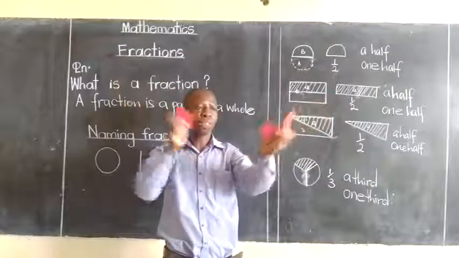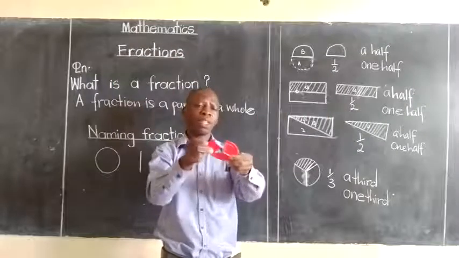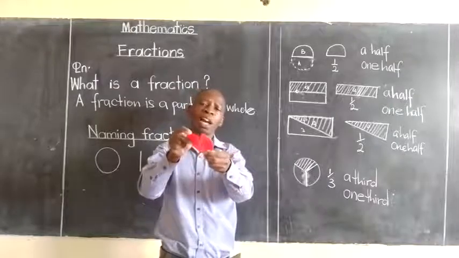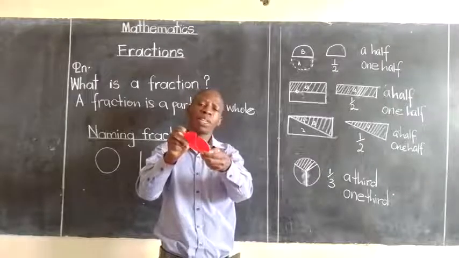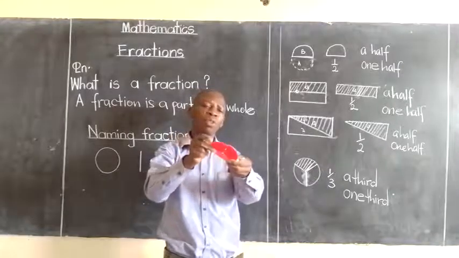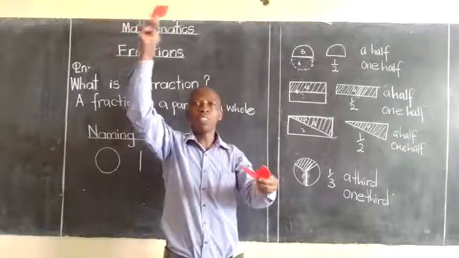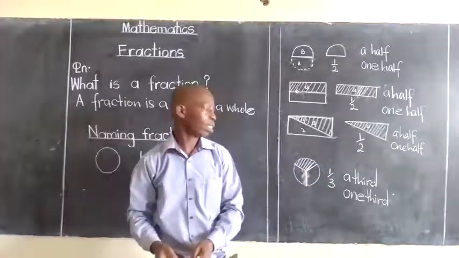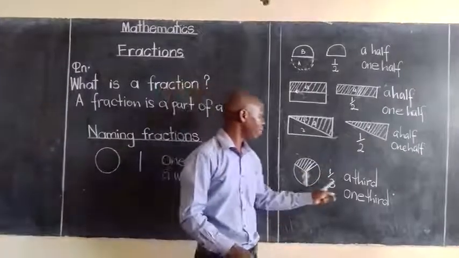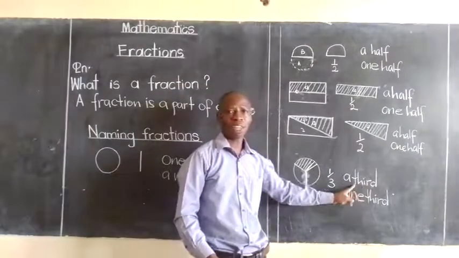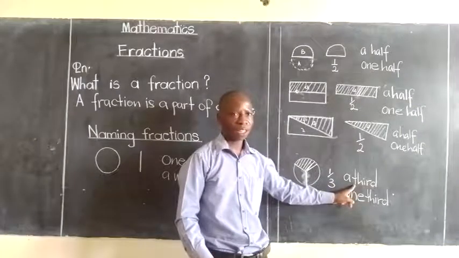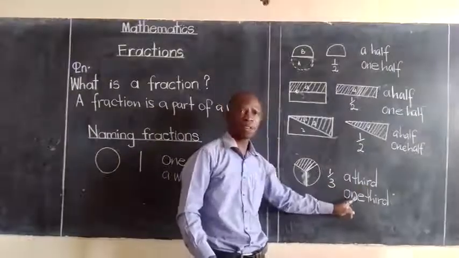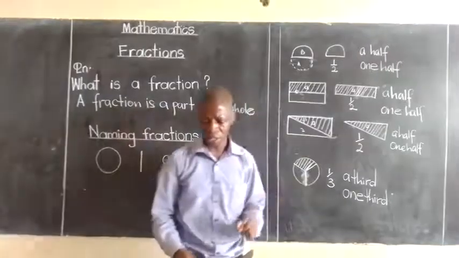These are 3. If we combine them, we formulate a whole. But the moment we remove one part, then this is 1 out of the 3 parts. And therefore, this is a third. Everybody? A third. Or we may call it 1/3.